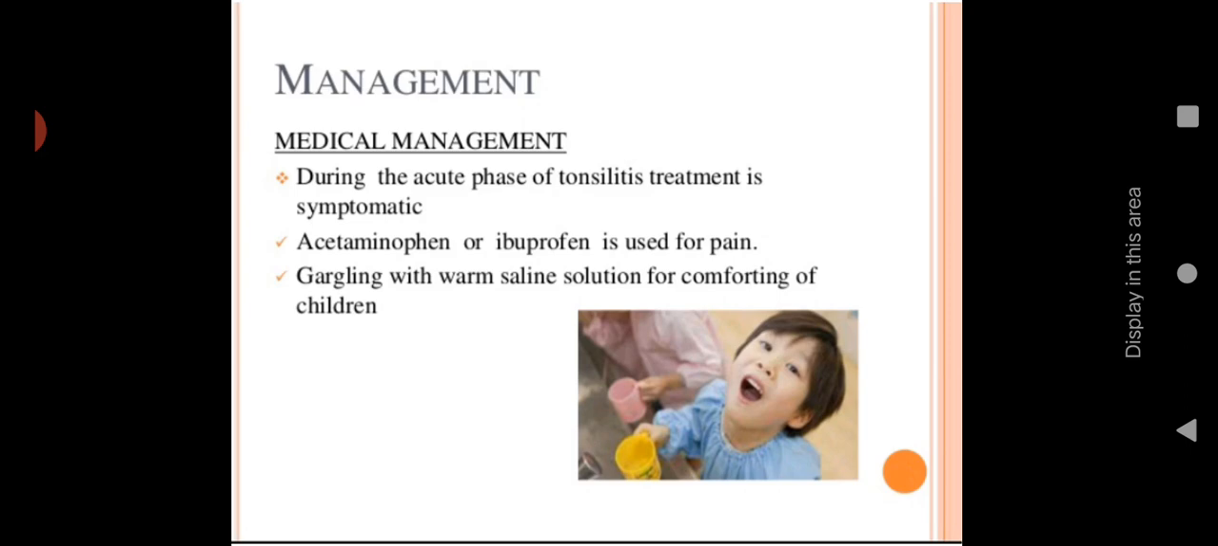Then gargling with warm saline solution for comforting children. So it is a non-pharmacological management. Gargling with warm saline solution helps to comfort the patient, especially children. After gargling, the swelling can reduce, and it will help them with easier swallowing and respiration. So that is very important. Other than this, oral hygiene should be maintained. Proper oral hygiene helps to prevent tonsillitis. Then avoid exposure to allergens. So these are the non-pharmacological management.